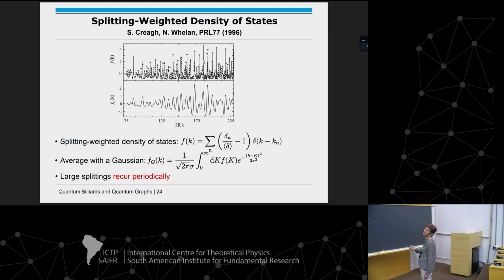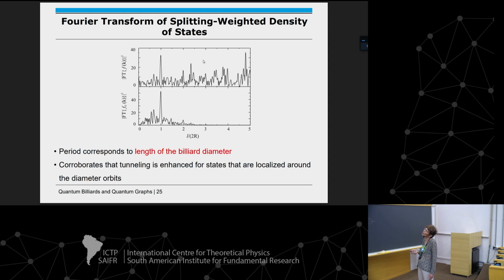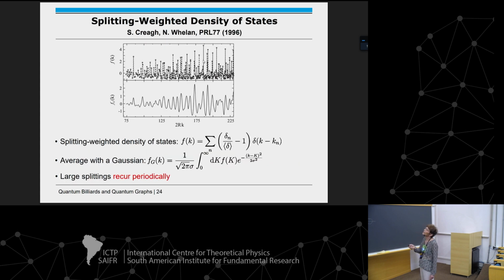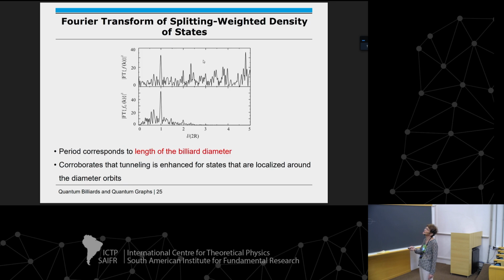When you fold it with a Gaussian, you see that you get repeating oscillations. So you get a periodic recurrence of large splittings. And this can be interpreted in terms of dynamical tunneling. When you take the Fourier transform, you see that they are peaked about one value, and this is exactly the diameter orbit. And this tells us again that the dynamical tunneling takes place via the diameter orbit.